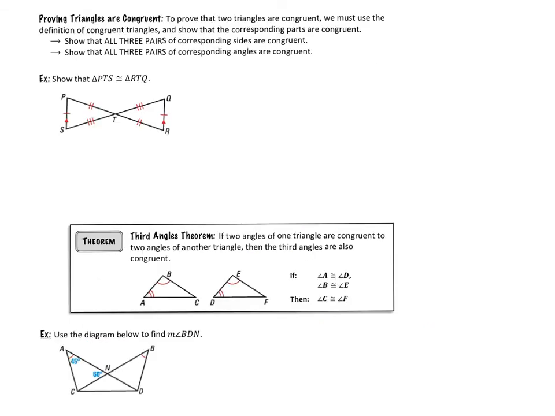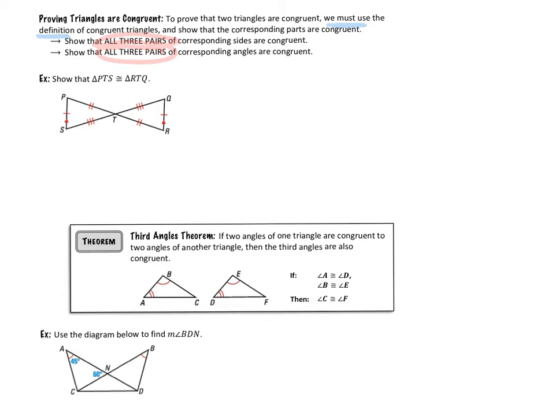In order to prove that two triangles are congruent, we must use the definition of congruent triangles. So we need to show that the corresponding parts are congruent. So either all three pairs of angles or all three sides are congruent.